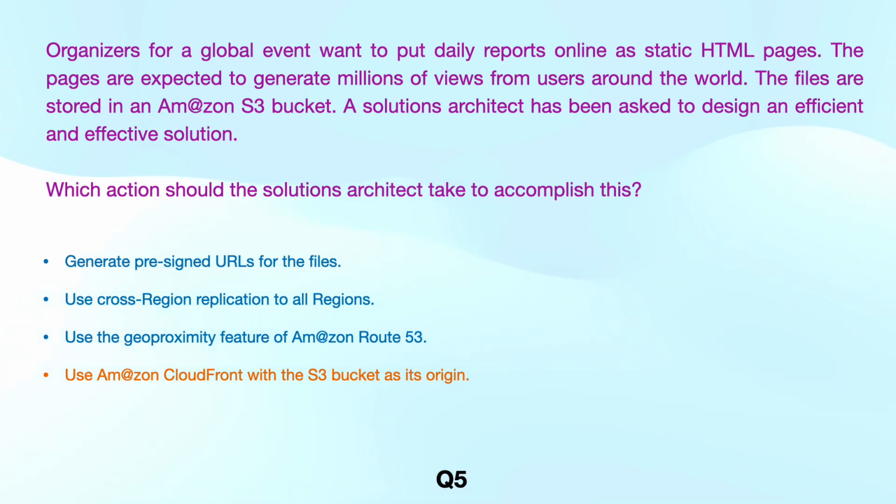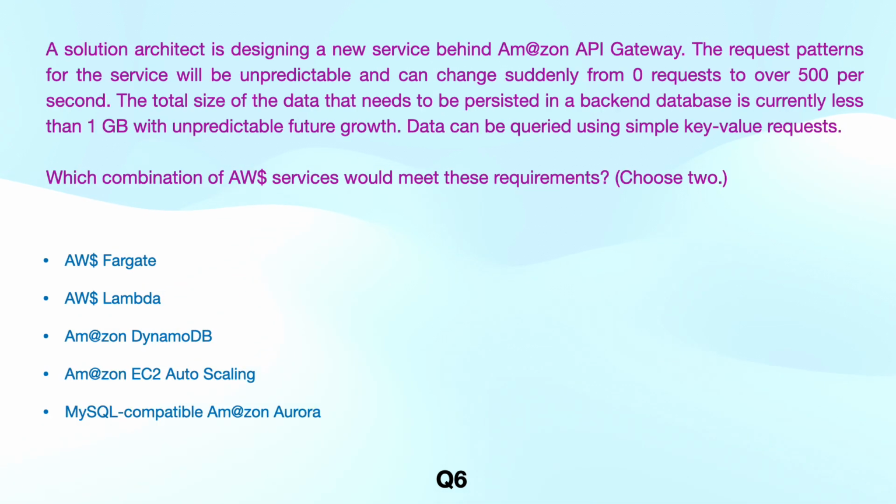All right, let's move to the next question. A solution architect is designing a new service behind Amazon API Gateway. The request patterns for the service will be unpredictable and can change suddenly from 0 to over 500 per second.